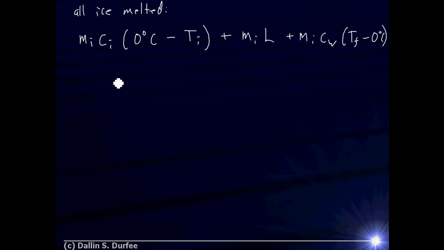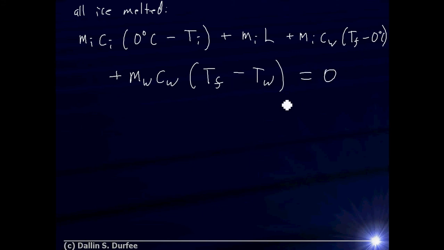Now if I look at the water that I started with, how much heat flows out of that? Mass of water, specific heat of water, and it's just going to go directly from its initial temperature to the final temperature, right? Because it's not going through a phase change. And I set that sum equal to 0. Now notice I assumed something. I assumed in this scenario that all of the ice melted. So I'm assuming that the amount of ice left over at the end is 0, that the amount that melted is 100 grams, the amount I started with.